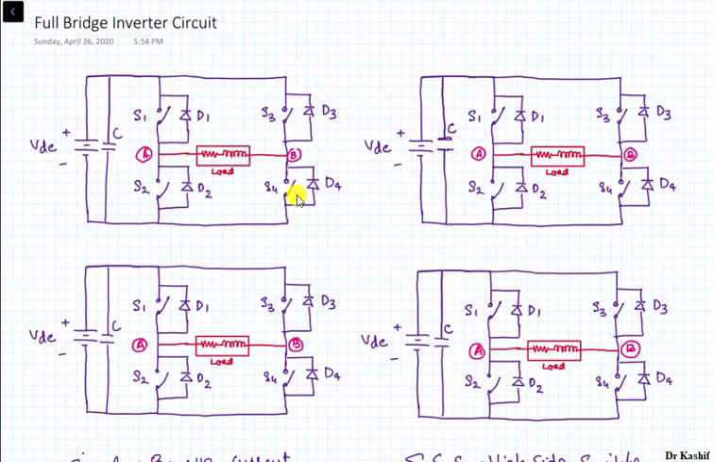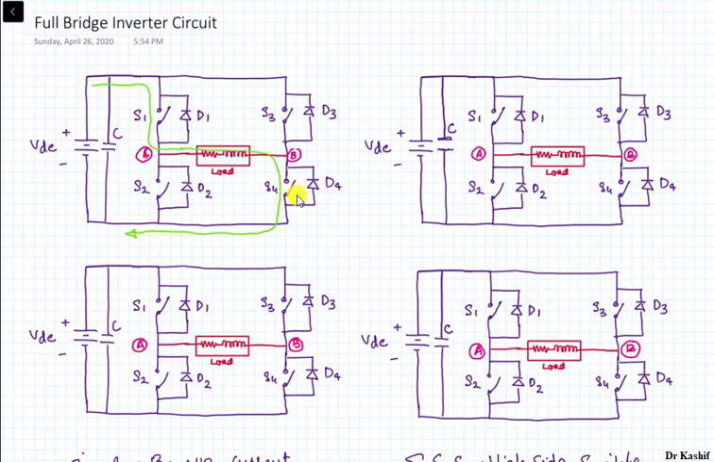So if switch S1 and S4 are in the on state, then the path of the current in the circuit will be like that: from your supply through the switch S1, through the load, through switch S4, and this will return back to the supply. So when the switch S1 and S4 are on, this is the path of the current, and this is the positive current that is going to flow from terminal A towards the terminal B.